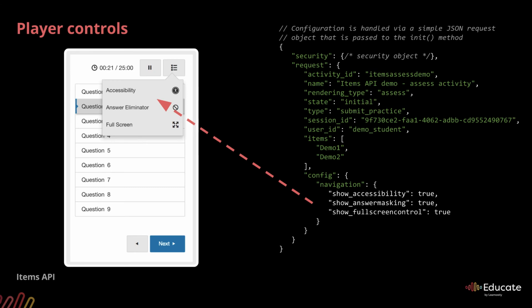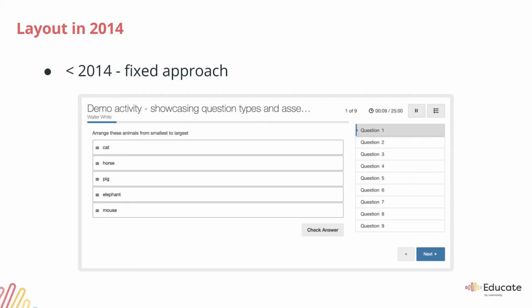So up till about 2014, we had a more static, fixed approach to our player. You could turn things on, turn things off, but you couldn't move them around. You couldn't position them where you wanted to. Thus was born a new approach we call regions.